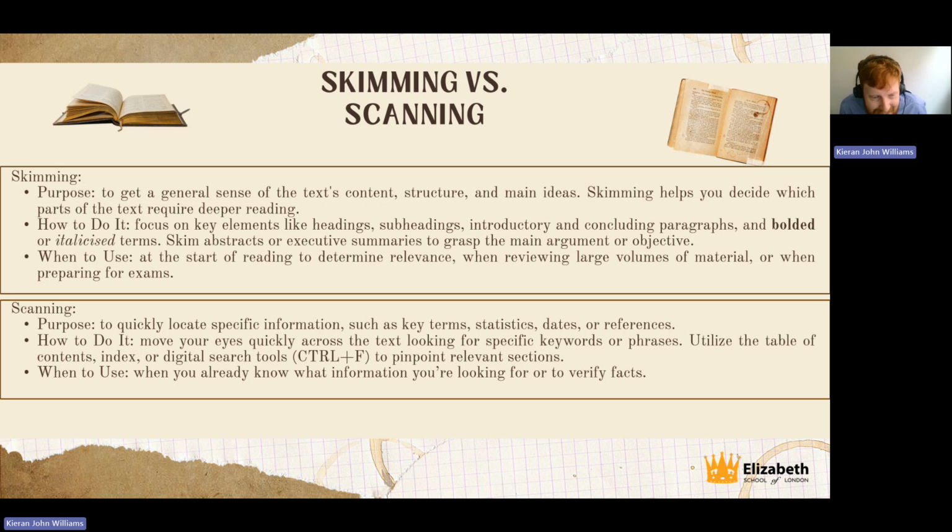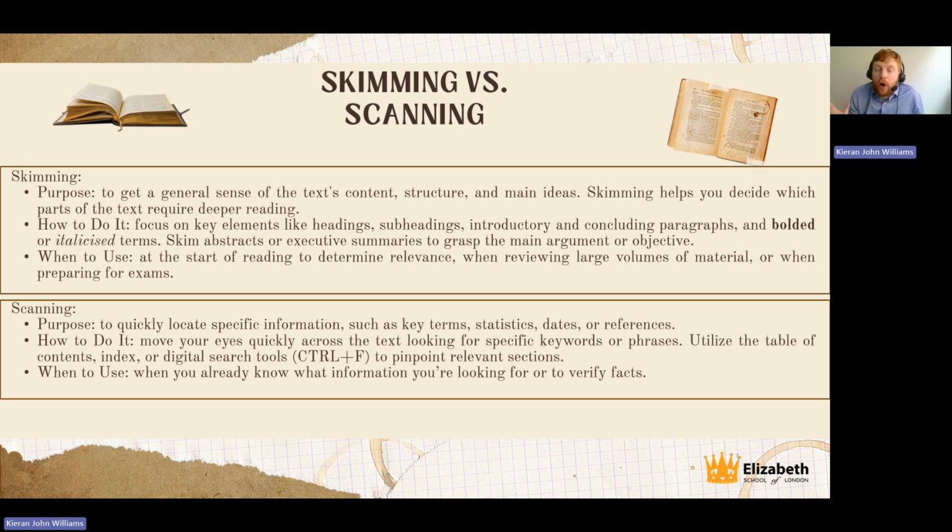Now, scanning is the opposite. This is where you're looking for specific information from the start. Again, you are not reading every word because you're not reading to understand. You're reading to find one specific piece of information. So in this sense, because you're looking for something specific, you're looking for key words, you're looking for specific numbers or dates or something like this. So your eyes should be doing something like that as you read through it.